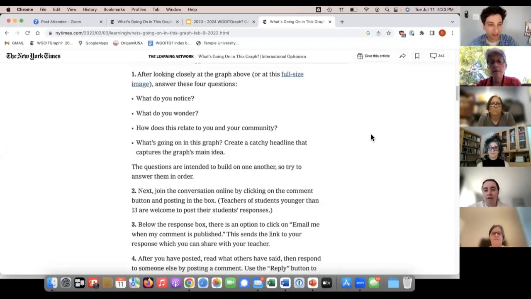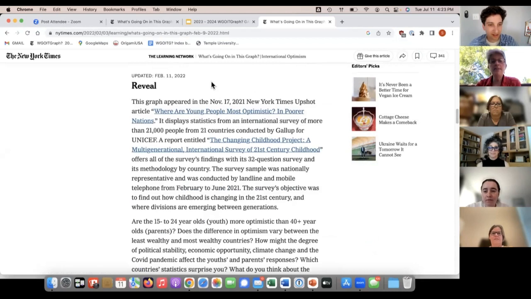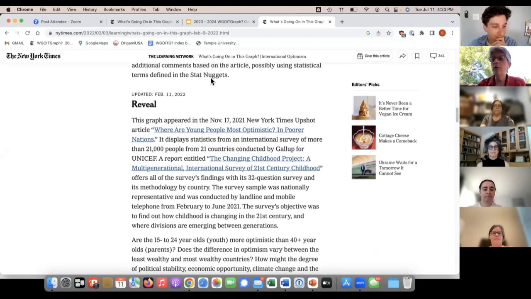So here's the graph. And then, as I said, the day after we moderate, we have a reveal. So there are a couple components to the reveal. And as a teacher, I really appreciate a couple things. One is what we write is very brief.